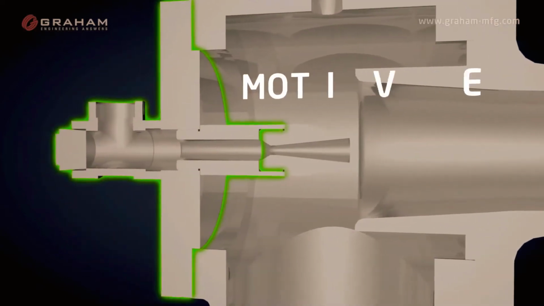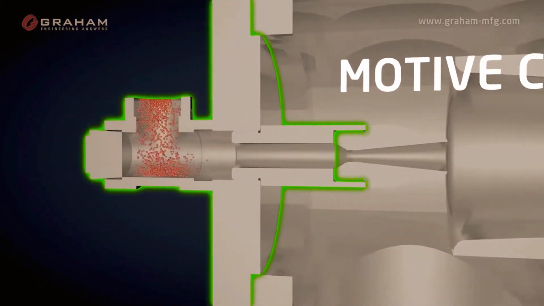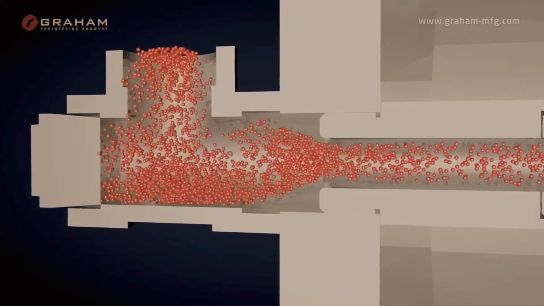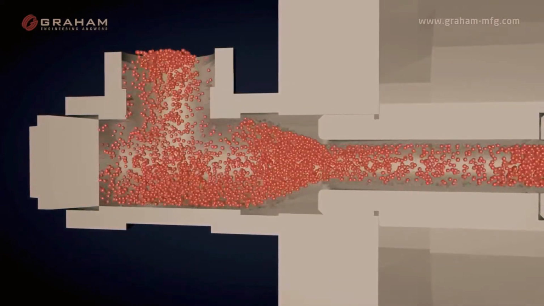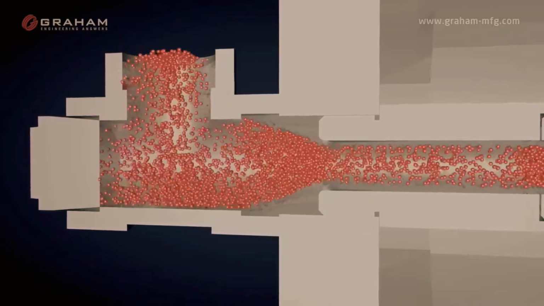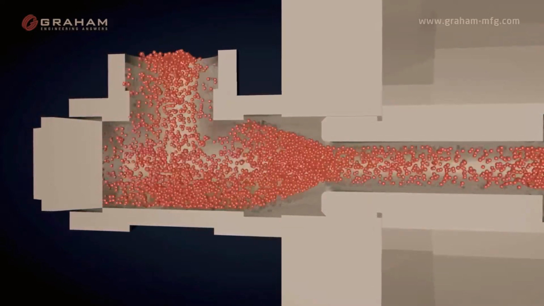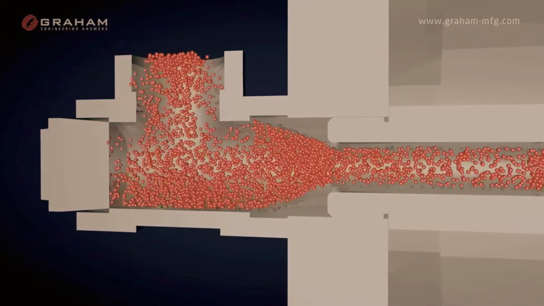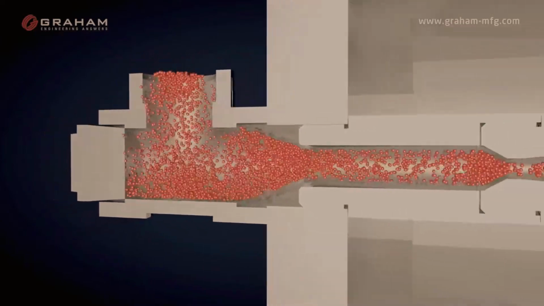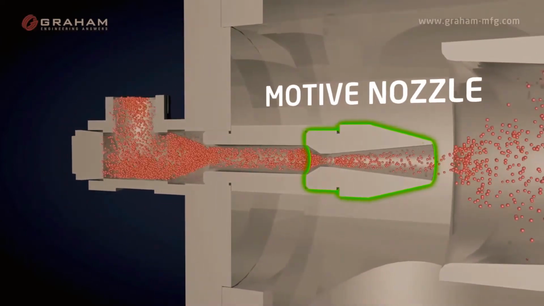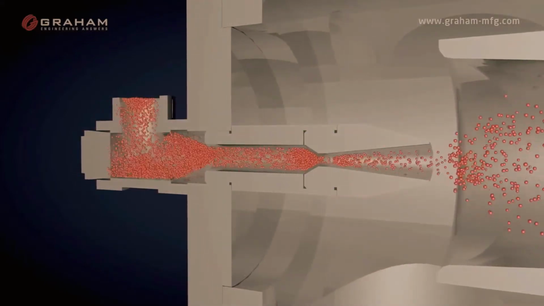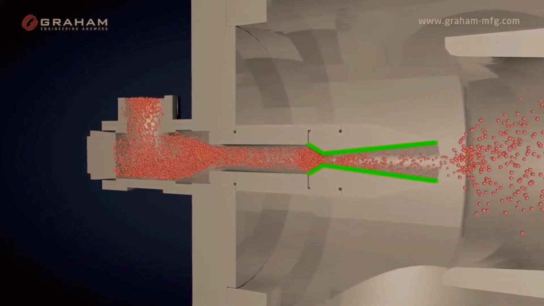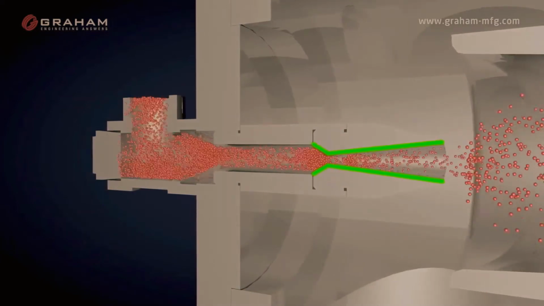The first component is the motive chest. This is where the motive fluid enters the ejector. In our case, and most cases for Graham equipment, the motive fluid is steam. However, it can be any fluid that is at a higher pressure than the ejector is trying to compress to. The second component is the motive nozzle. Once the motive steam enters the motive chest, it expands adiabatically across the converging-diverging motive nozzle, converting pressure to velocity.